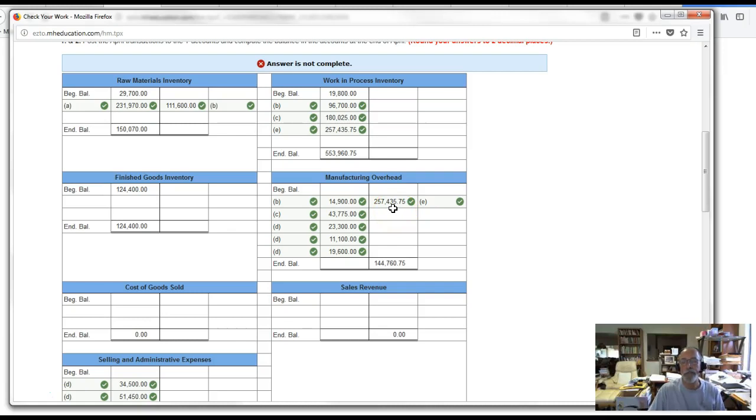So our applied overhead is this very large amount, 257,435.75, which is taken out of the overhead account, leaving a credit balance in manufacturing overhead. That's referred to as over applied overhead. We have actually applied overhead at an amount more than actual overhead incurred and recorded in that account. So we've taken that overhead and moved it into work in process. So our total work in process inventory balance at this point is 553,960.75.